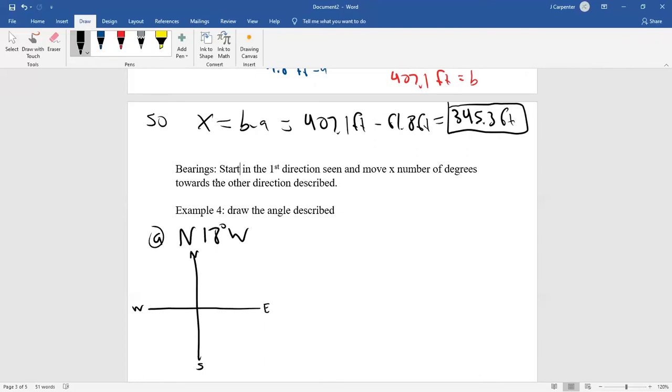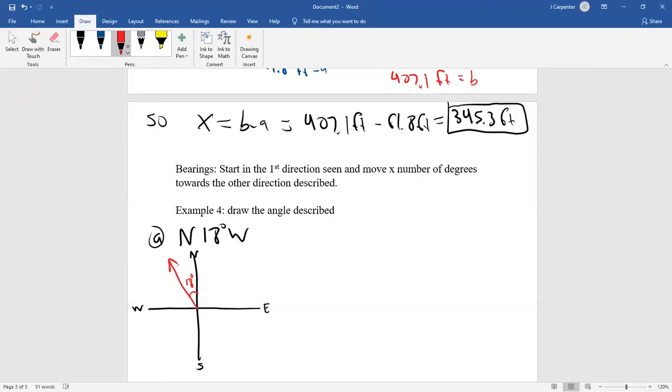So we're thinking, all right, we're heading in a northern direction. We're either heading northern or south. So we're heading in a northern direction, but then we're going to go 18 degrees towards west. If I said 18 east, I would go 18 degrees towards the east. So this angle would look something like this, and the 18 degrees is right there.